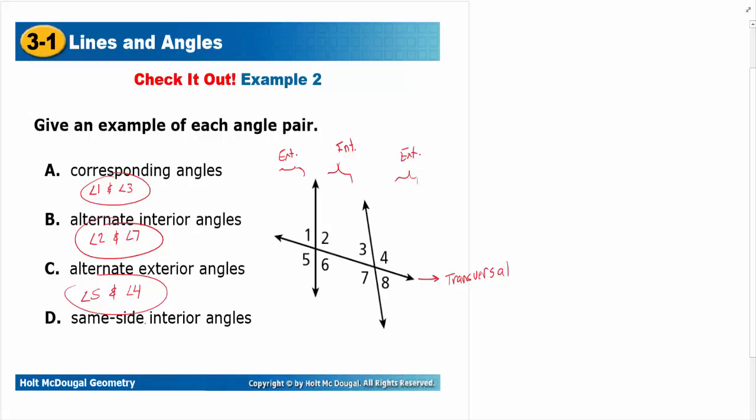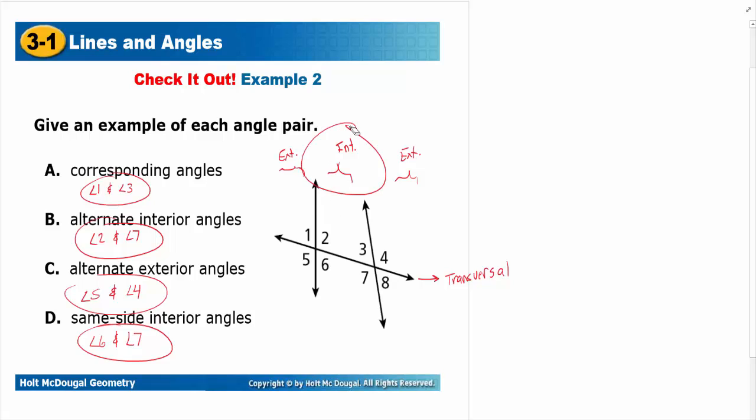And finally, same side interior. So I need to pick 2 angles on the same side of the transversal that are on the interior. So I can pick 2 and 3 or 6 and 7. I'll say 6 and 7. Again, they are both on the same side of the transversal, which is on the bottom, and they're both on the interior. Right, interior. Okay.